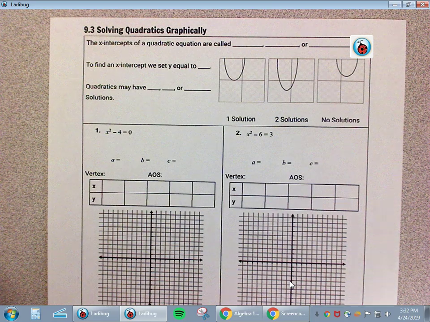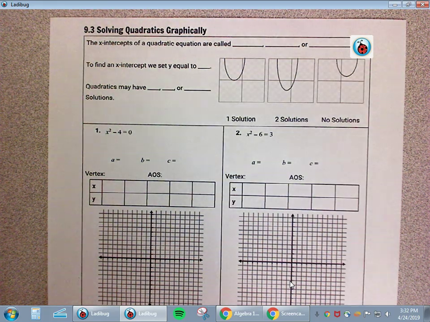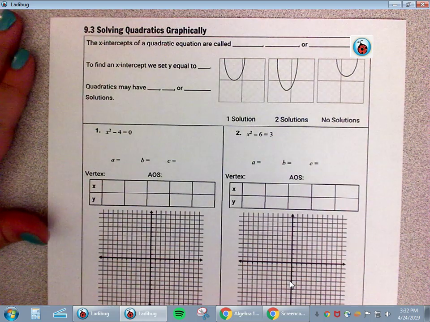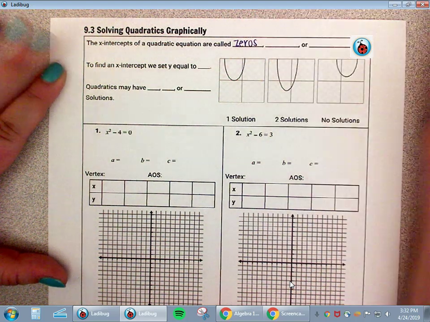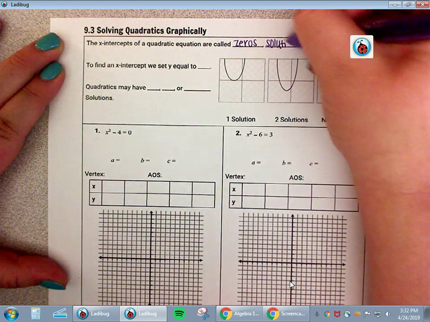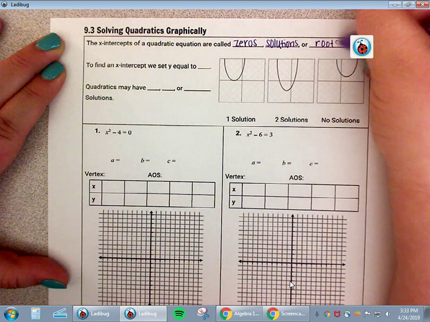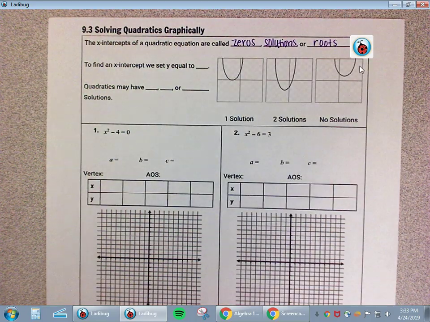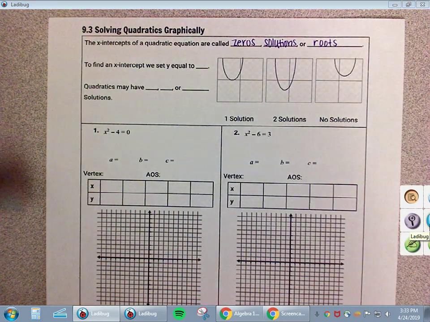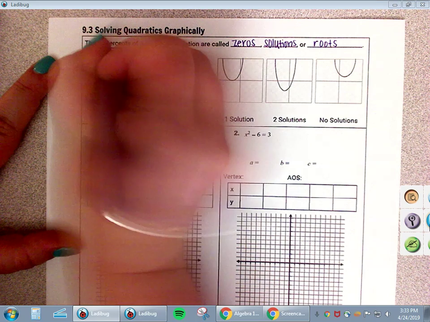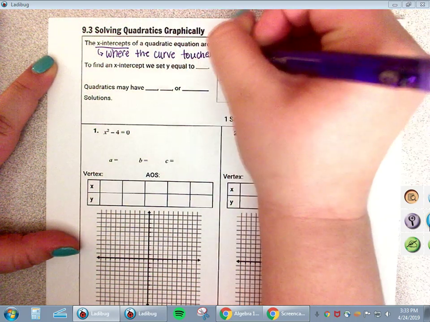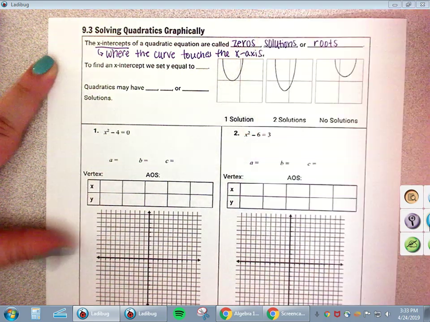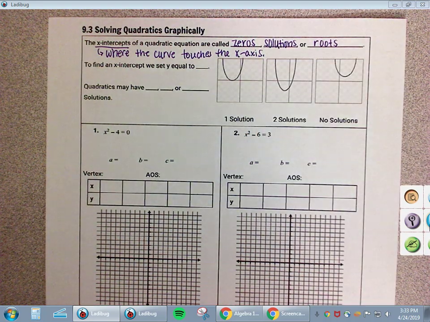So it says in the startup, the x-intercepts of a quadratic equation. That means where it touches the x-axis. They've got several different names that we use. Sometimes they're called zeros. Sometimes they're called solutions. And sometimes they're called roots. So any of these words could represent what the x-intercept is called. And so again, the x-intercept is where the function touches the x-axis, where the curve or the line or the function touches the x-axis.